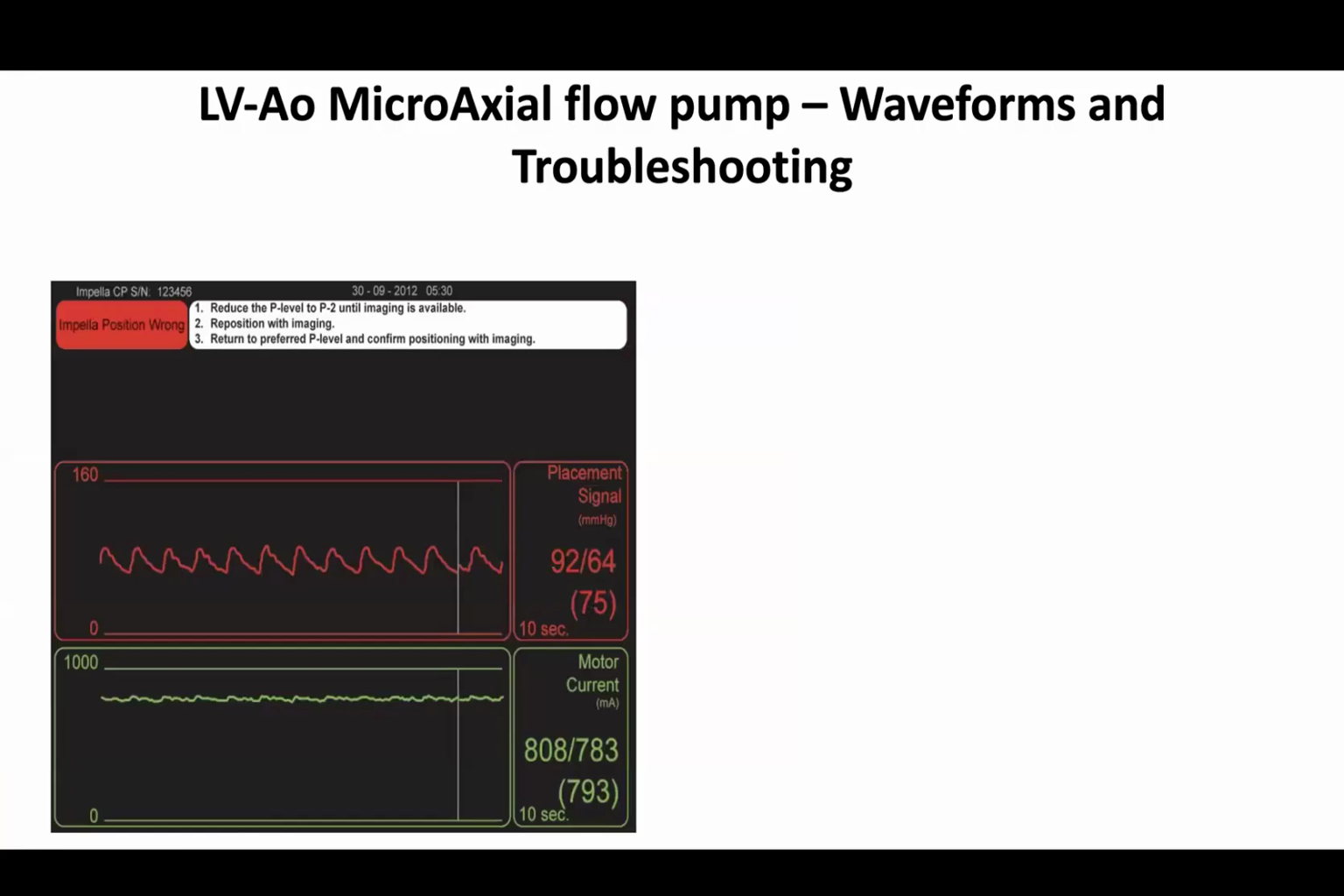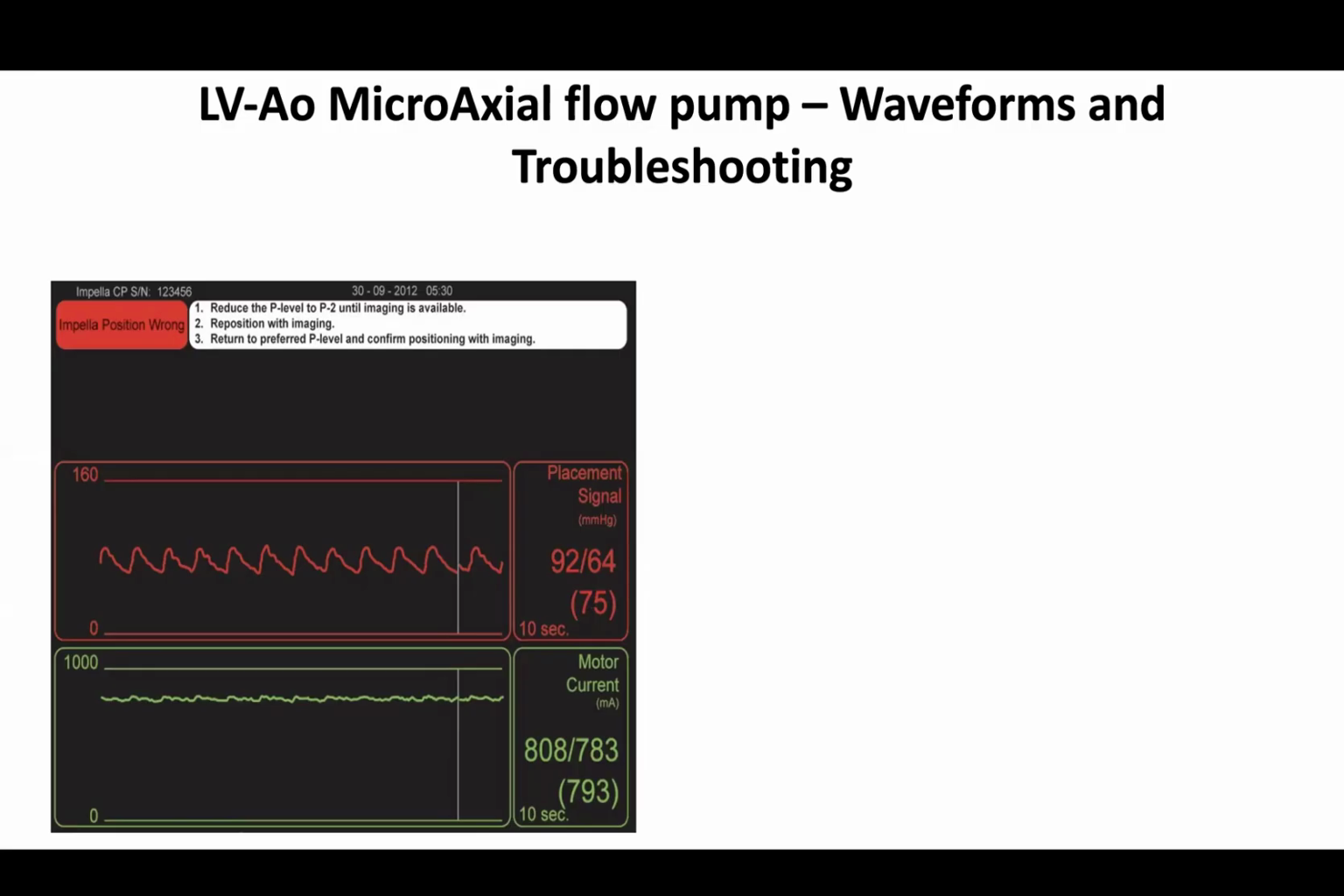What happens here? Can you tell us why that's the case? You don't see the motor current is flat, so it's not really doing anything. There's no gradient being produced. The LV and AO are superimposed, meaning that they're both seeing the same thing, and that's the aortic pressure. The motor current is not feeling the LV going up and down. So that's your telltale sign.